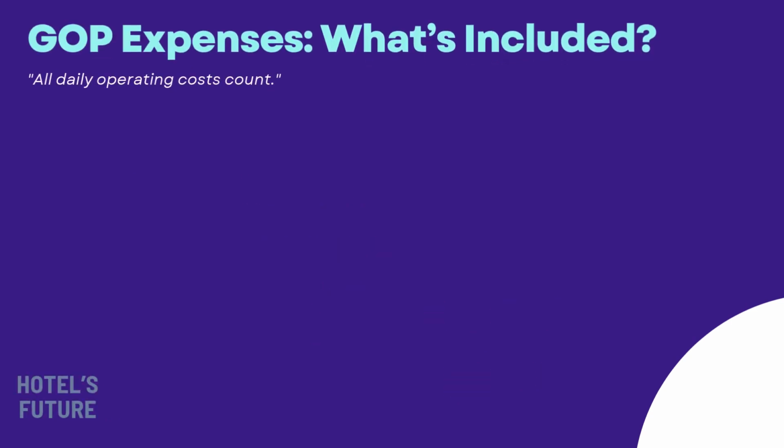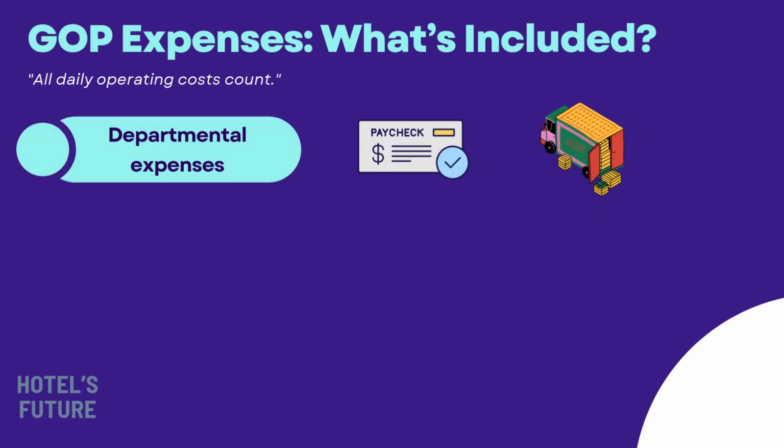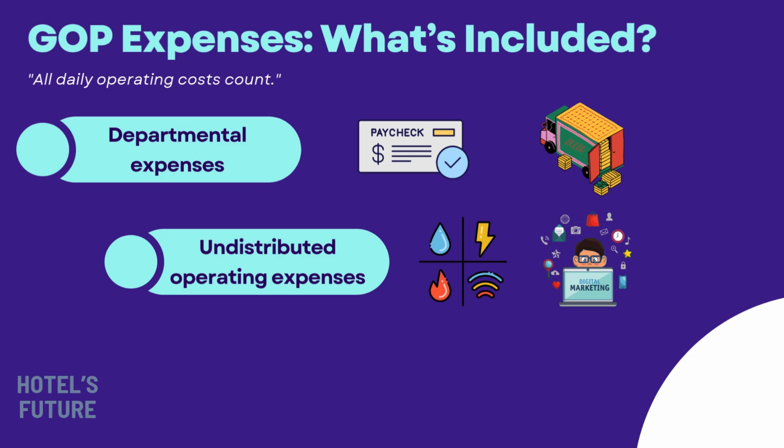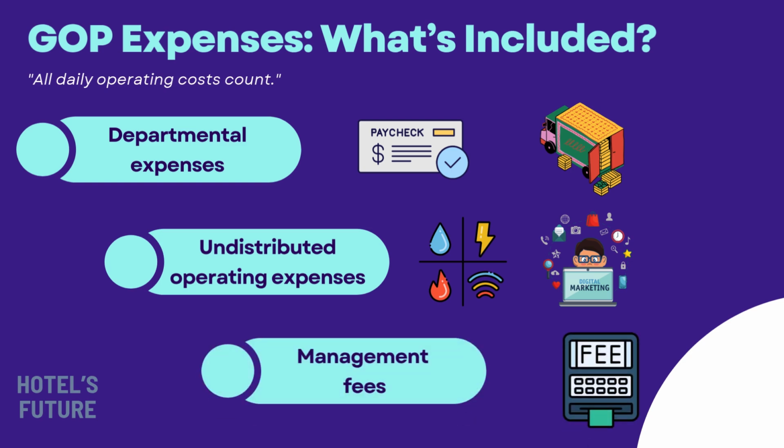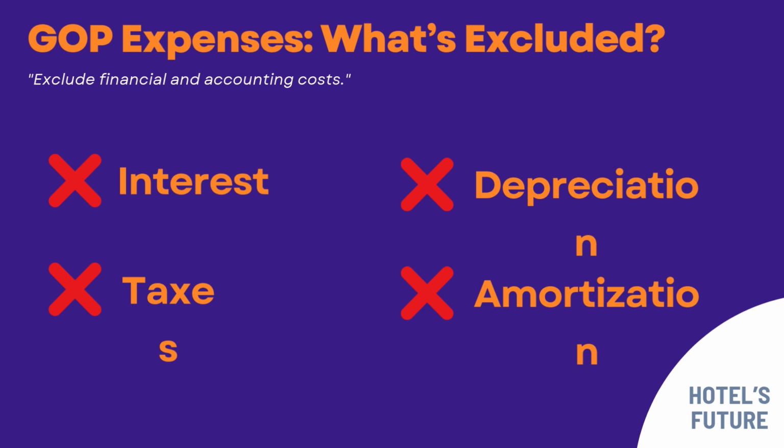Operating expenses are all the costs required to run your hotel day to day. These include departmental expenses. These are costs directly tied to each revenue center, such as housekeeping wages, food and beverage staff, and supplies. Undistributed operating expenses. These are general expenses that aren't linked to a specific department, like administration, marketing, utilities, and maintenance. Management fees. If your hotel pays management fees, these are included as well. And just like with revenue, there are some expenses we don't include in GOP, namely interest, taxes, depreciation, and amortization.